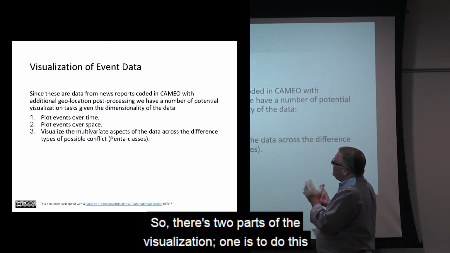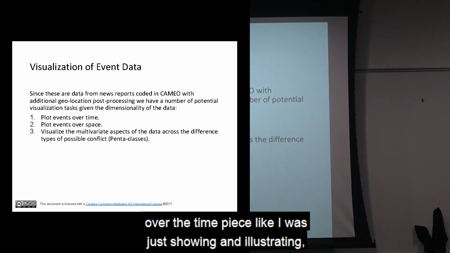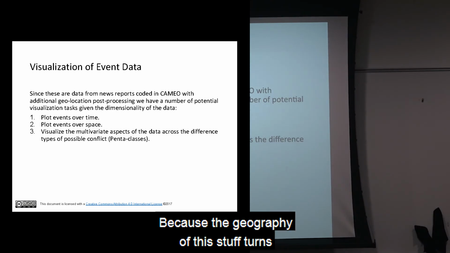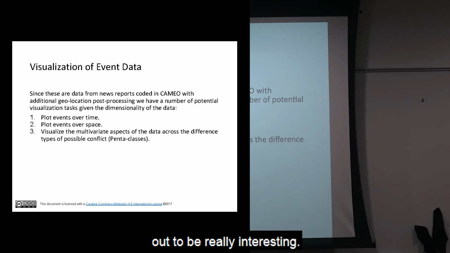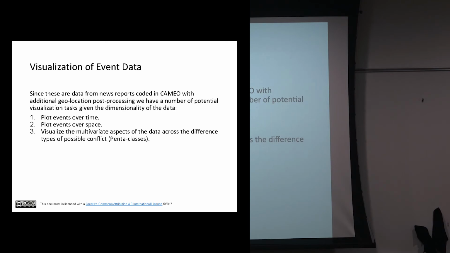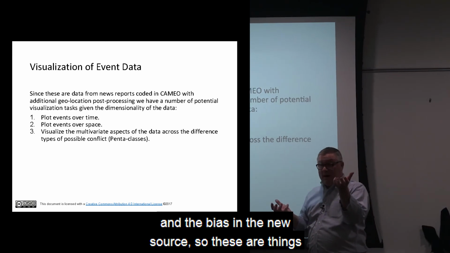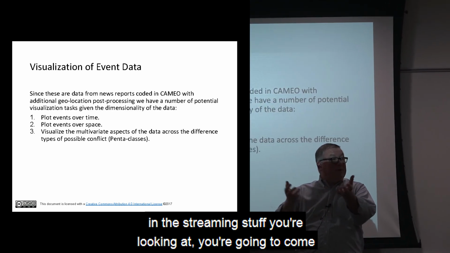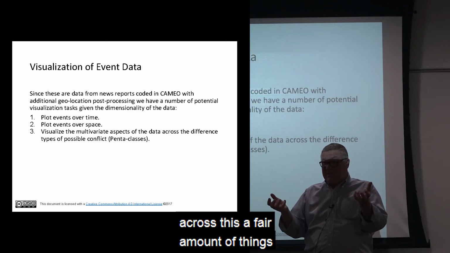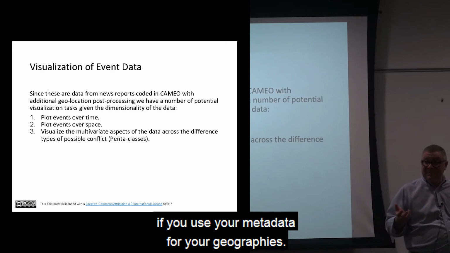So there's two parts of the visualization. One is to do this over time like I was just showing and illustrating. The other is we want to map it, because the geography of this stuff turns out to be really interesting. Some of it's tied a lot to the geography of reporting. Some of it's tied to the geography of the news source and the bias in the news source. These are things in the streaming data you're going to come across a fair amount, particularly if you use your metadata for your geographies.